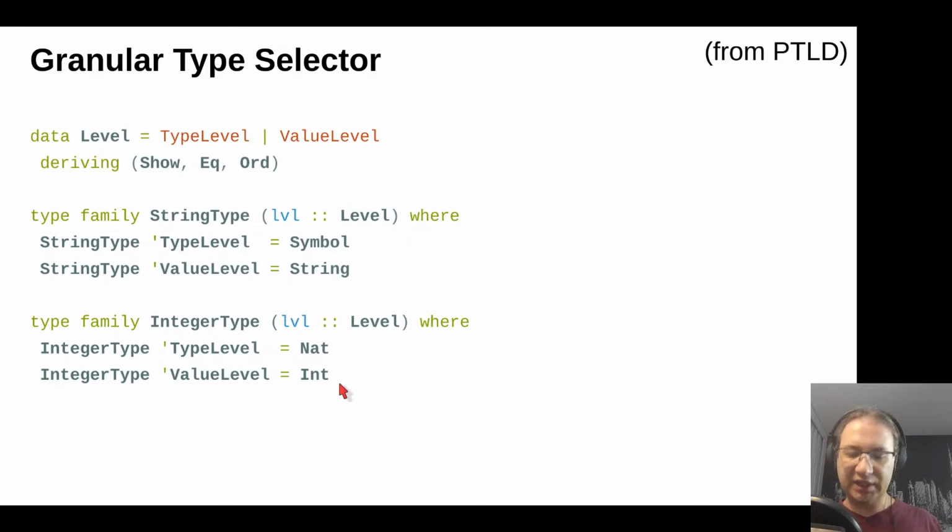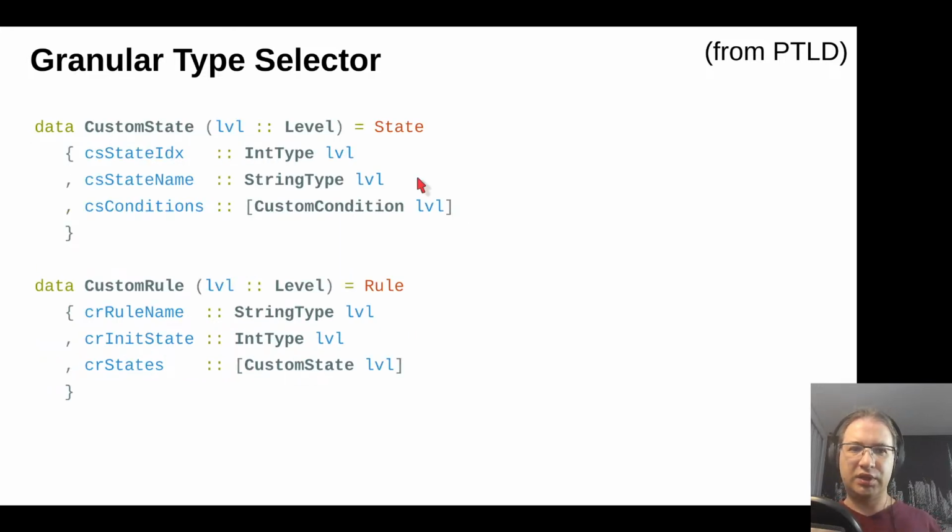For value level we have int, for type level we have nat, and I don't have a slide with using those specific strings and integers on the level of types. But I choose this specific type depending on the level. This is why it's granular type selector, because I want to alter a field in a different way. And when I program with several Haskell extensions, data kinds, for example, I can use my algebraic data types on the level of types. Naturally, it's a level upper than what we used to do.